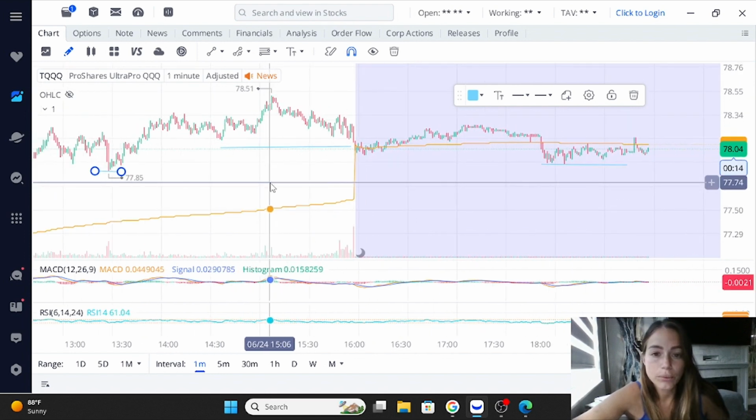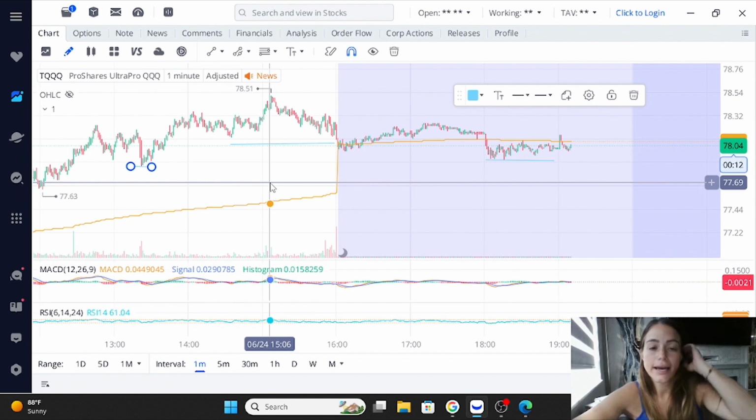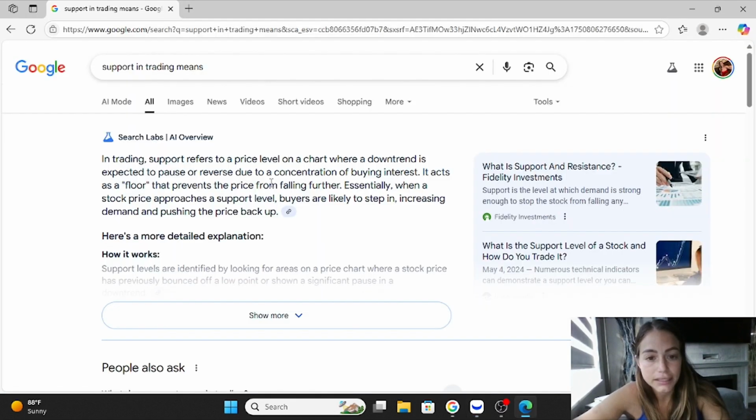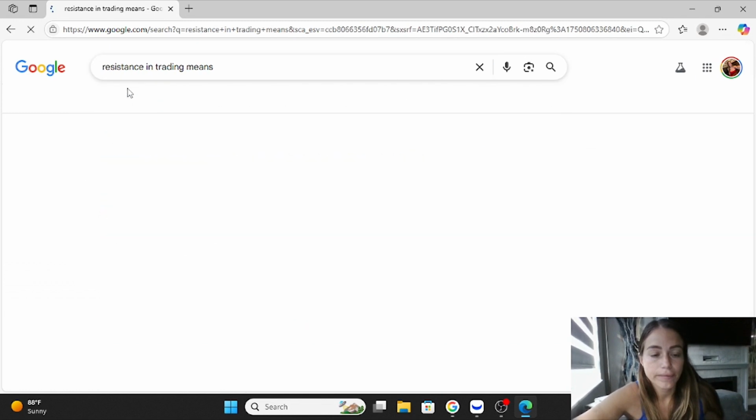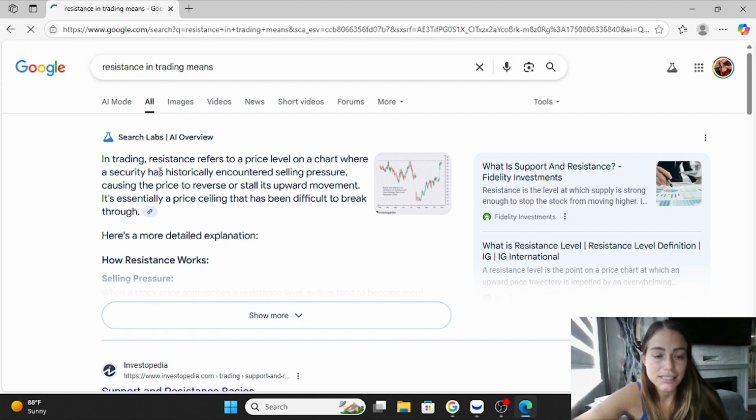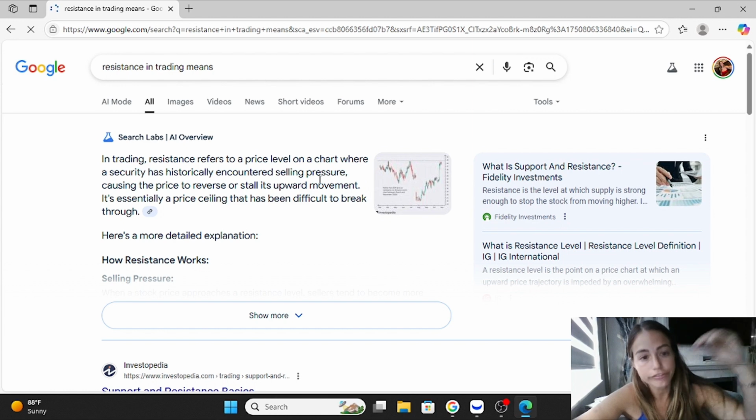Now if we want to talk about what resistance is, let's go ahead and go back to Google. But basically the resistance is the opposite. It's where it doesn't let the cost go past. It's like a ceiling. In trading, resistance refers to a price level on a chart where a security has historically encountered selling pressure, meaning that once it hits that number, it sells off, causing the price to reverse or stall in an upwards movement. It's essentially a price ceiling that has been difficult to break through.